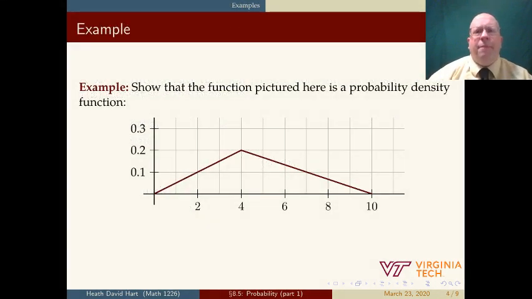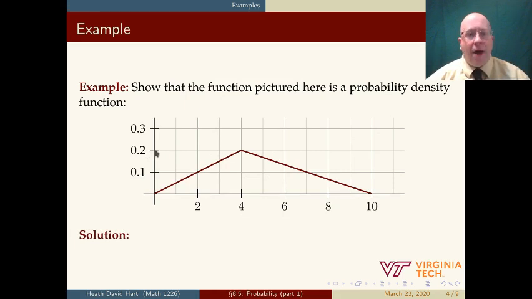So let's do an example. Let's look at this function here. We want to show that this function is a probability density function. So the two things that we need to check are, is this function positive? And the answer, yes, it is a positive function. Does the area equal 1? We don't need calculus to answer this question.